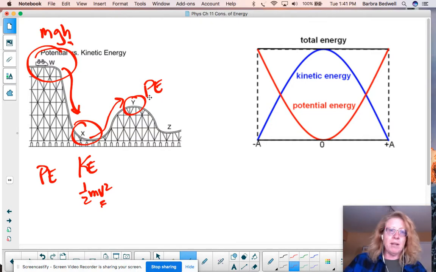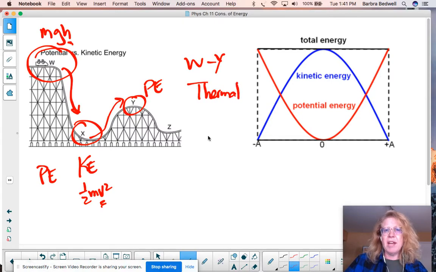Big question: why is Y always lower than W? Why is the second hill lower than the first one? Well, the difference between W and Y, the difference between those two things, that's thermal energy. That's all that other non-mechanical energy that gets lost. You can never have that same height in the second hill as the first hill. All of that energy right there gets lost.